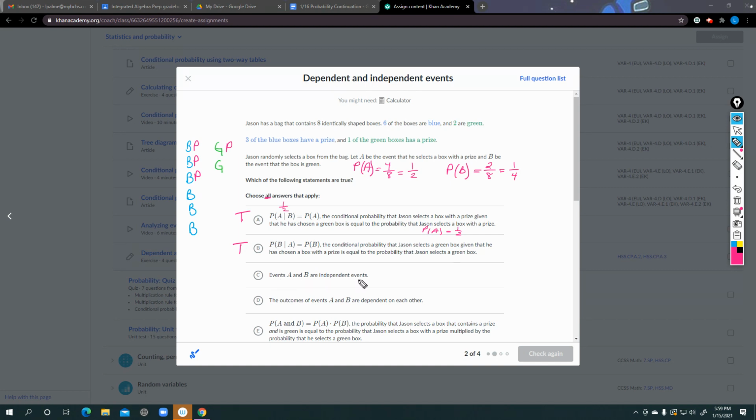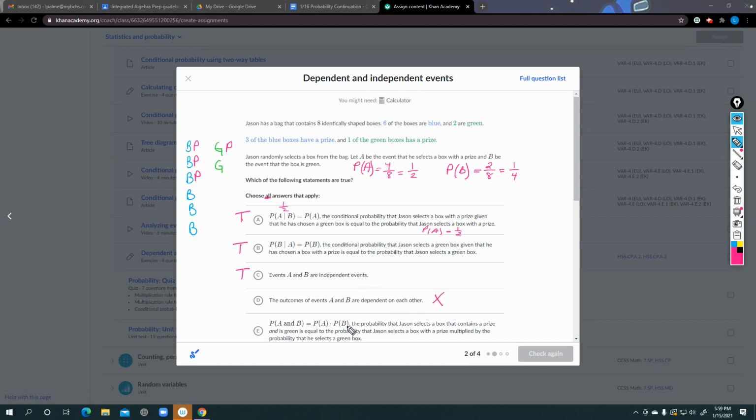Events A and B are independent. Yes, they are independent of each other because we're talking about boxes with prizes and then just green boxes. So that would be true. The outcomes of A and B are dependent on each other. Well, if we just told you that they were independent, they are not dependent on each other.